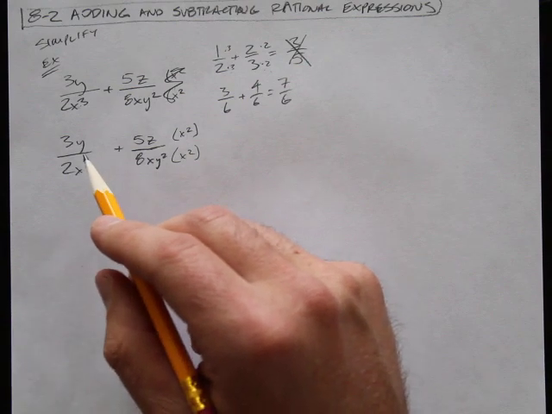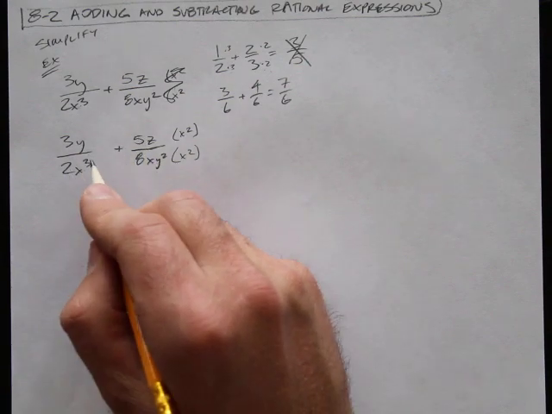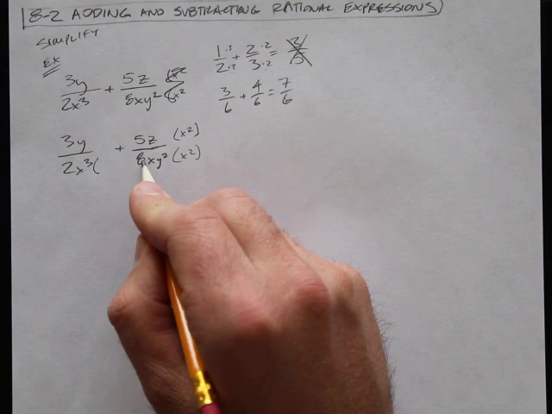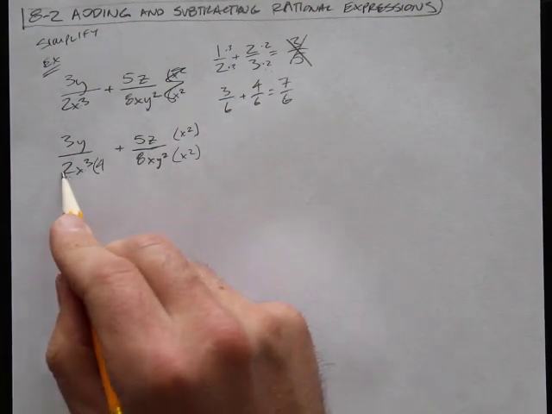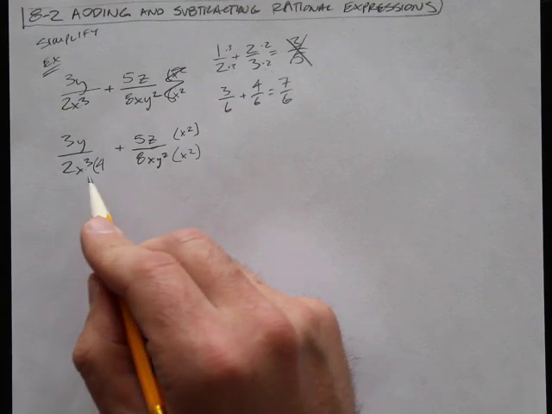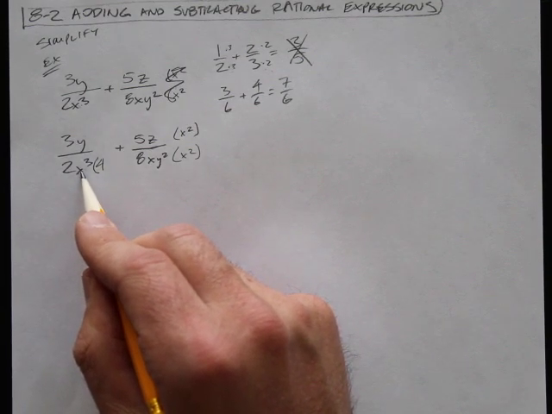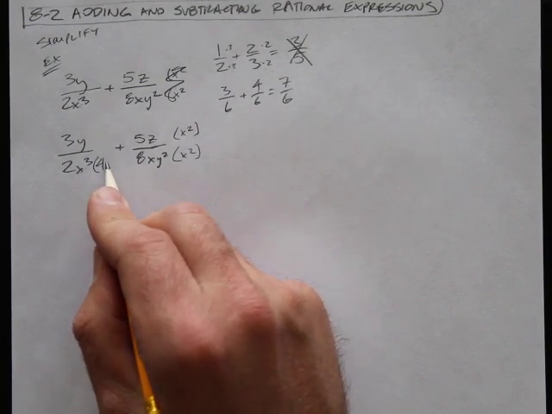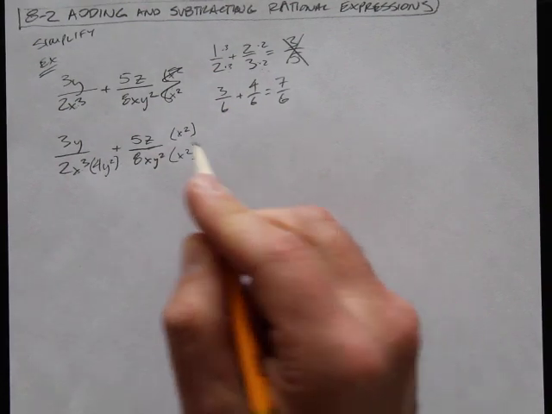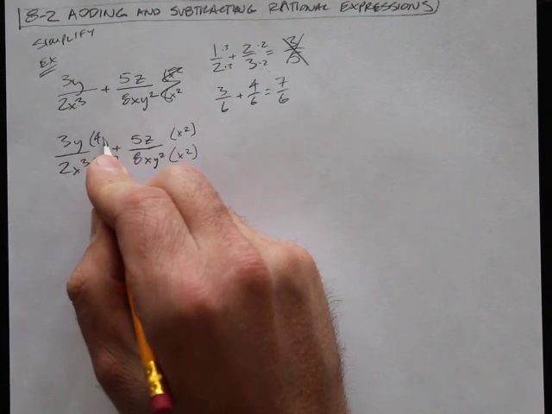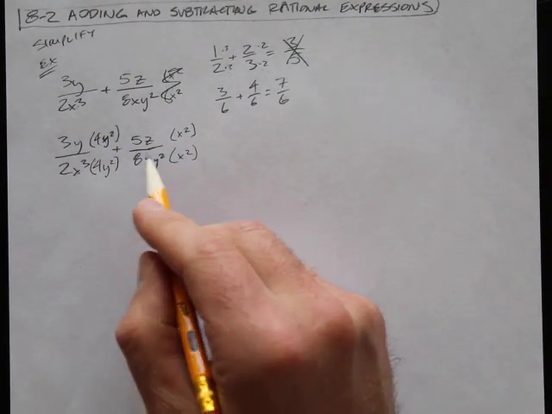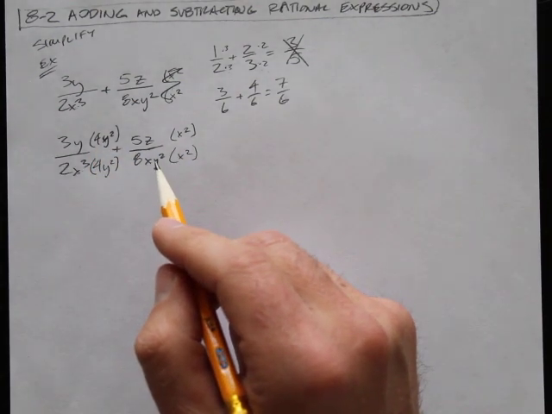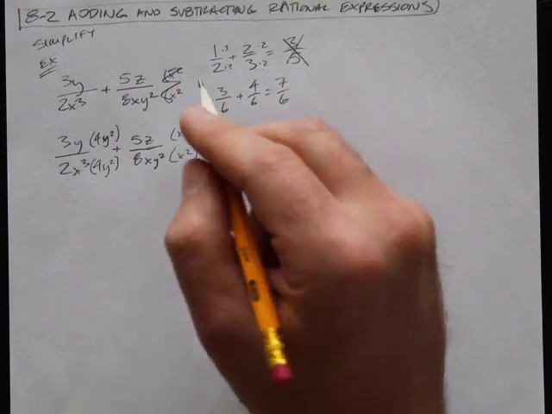Now, for this one, I'm missing 4. In order to get to 8, I need to multiply by 4. I'm not missing anything with the x's, but I don't have a y squared in this denominator. So I need to multiply the top and the bottom each by 4y squared. And this will give me a common denominator that I can work with.